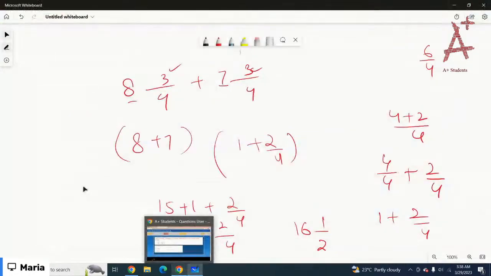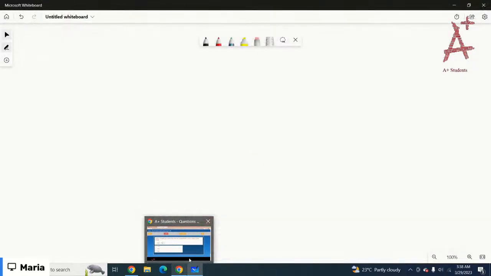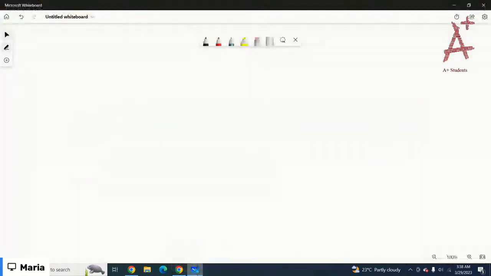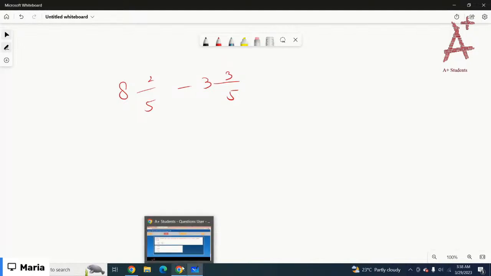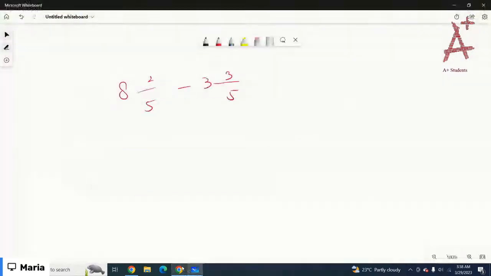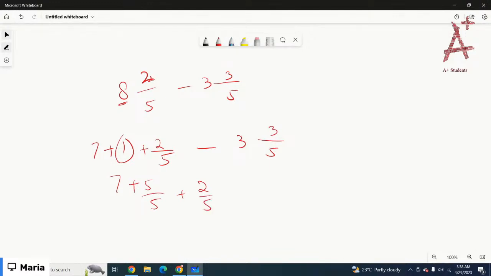Okay, 8 whole 2 over 5 minus 3 whole 3 over 5. Got it? Again, the same thing. You can't subtract 2 out of 3, because 2 is smaller than 3. So we need to break down 8 as 7 plus 1, and I'm going to write the 1 as 5 over 5. It would be 7 plus 5 over 5 plus 2 over 5 minus 3 whole 3 over 5.